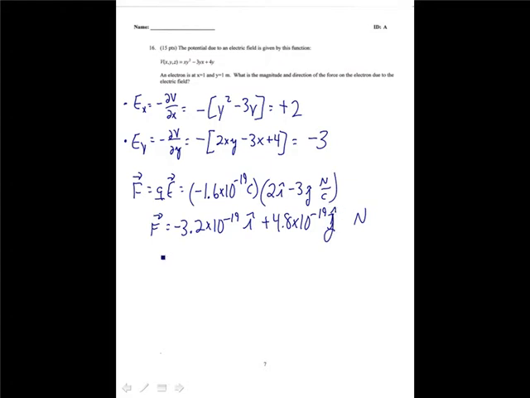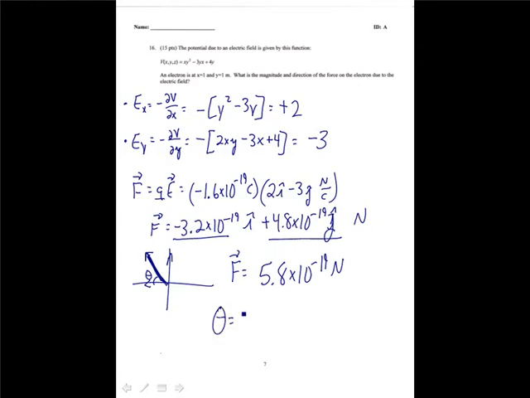So if I was to draw this in vector form, my x component is negative, my y component is positive, so my vector is going to look like this. I want to find the magnitude of this vector, and I want to find out what that angle theta is. Well, the magnitude of the vector, just using the Pythagorean theorem, is the square root of this number squared plus this number squared, which gives me a magnitude of 5.8 times 10 to the minus 19 newtons.